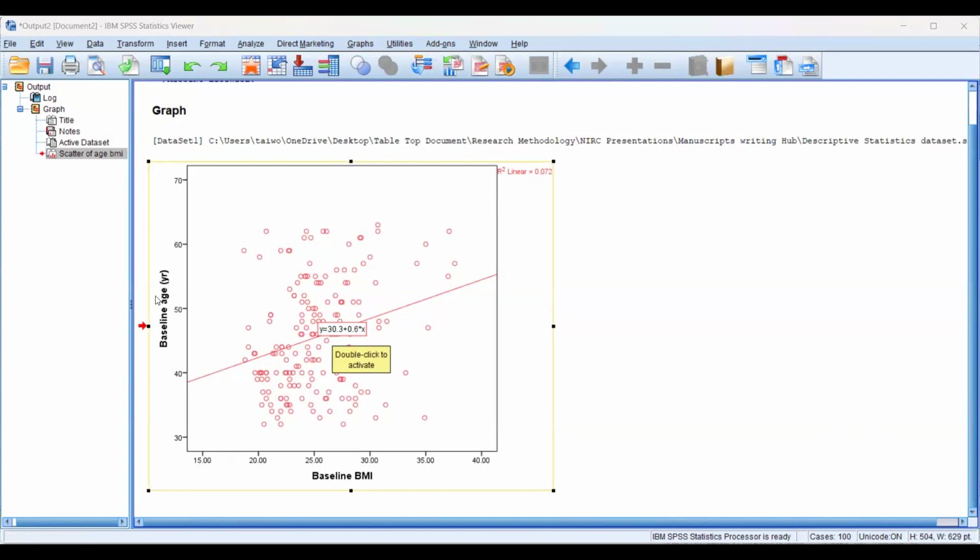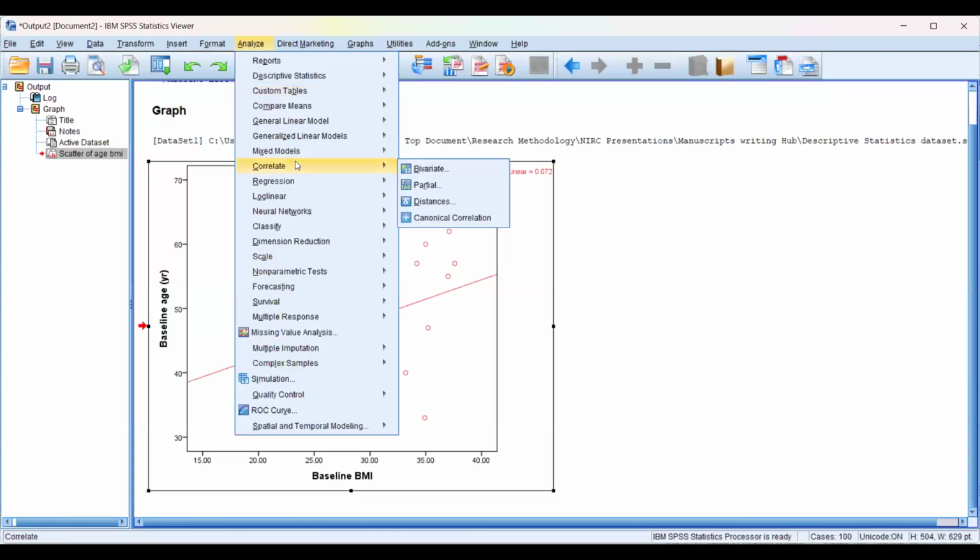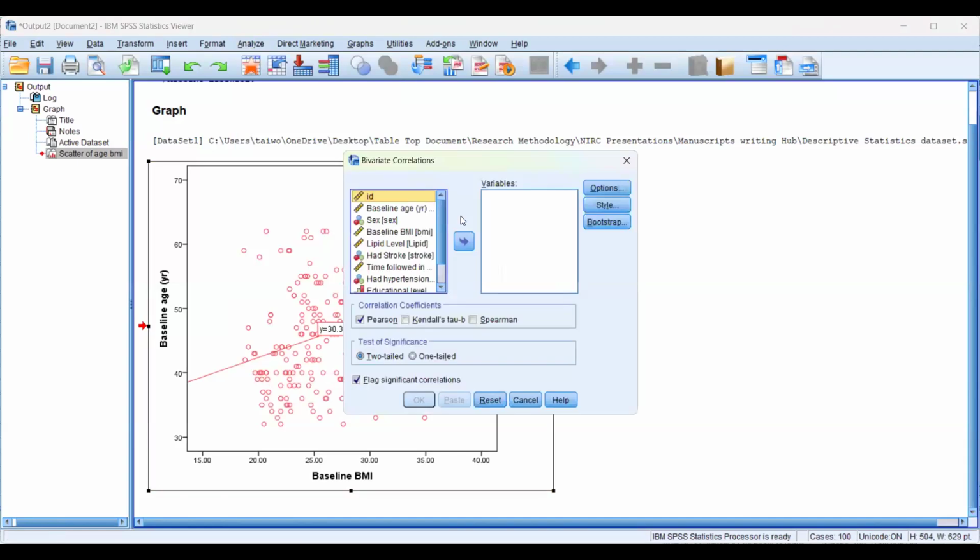Remember, we are looking at age and BMI. So let's go to analyze. In analyze, I'll go to correlate. And in correlate, I'm correlating two variables. That's why it's bivariate. And then I click on bivariate.